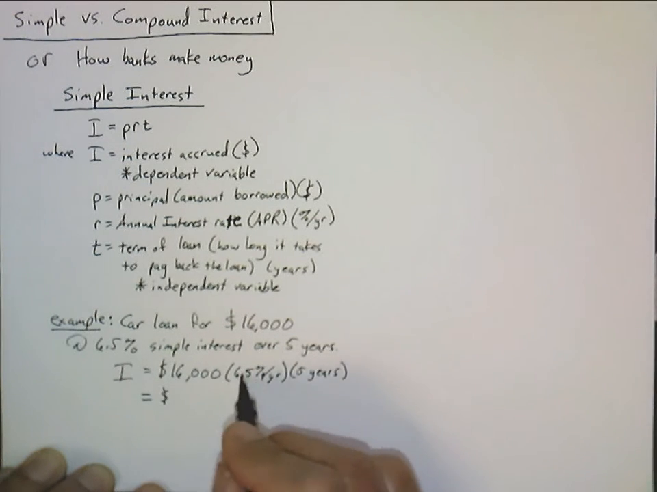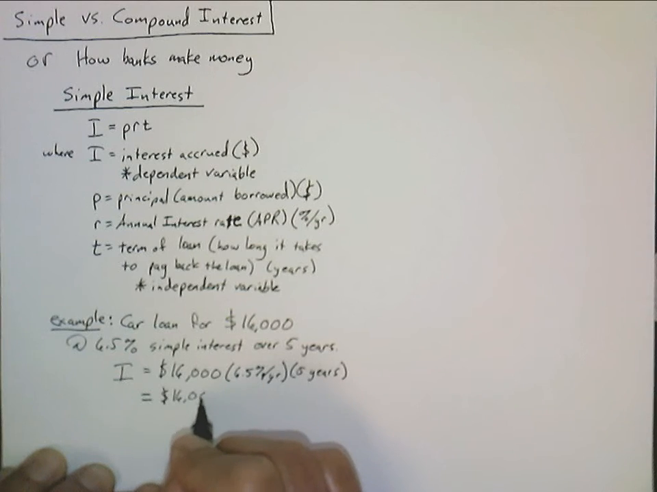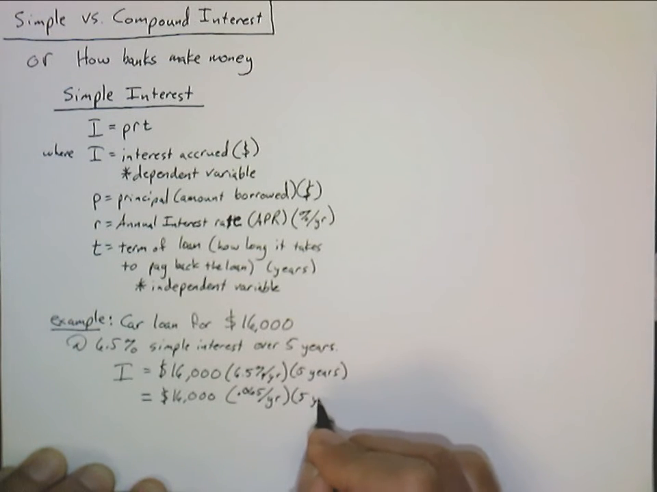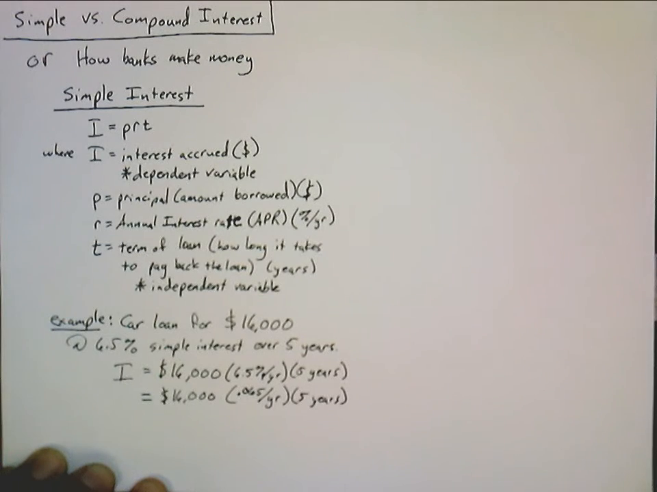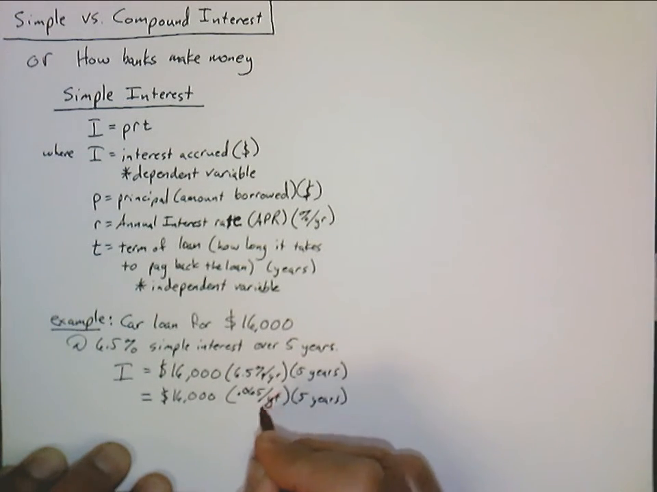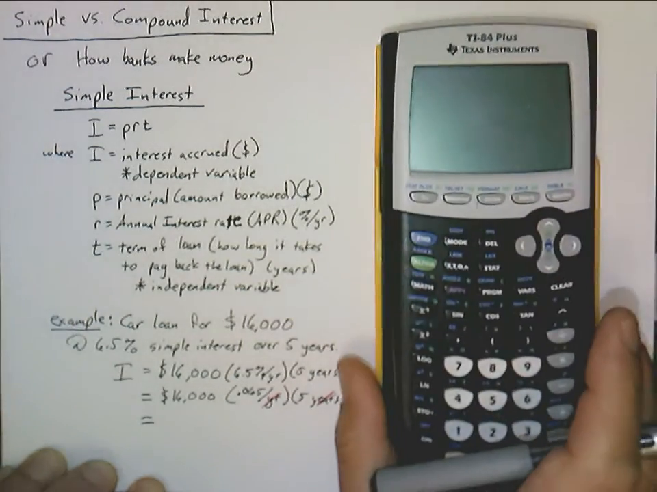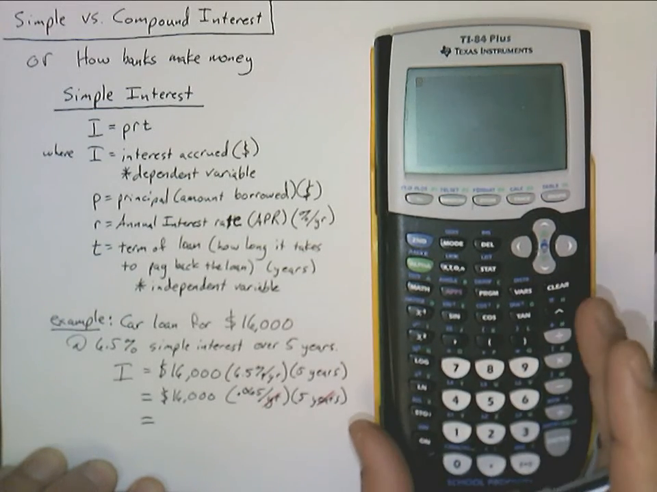Or we could rewrite this 6.5% per year as 16,000 times, now percent means divided by 100, so 6.5% is the same thing as 0.065 per year. Now the numerator is unitless, but that's okay. Times 5 years. Because what's going to happen here, the years in the denominator will cancel with this unit years up here in the numerator. And so the units that are left are just dollars, which is great because that's what we wanted the interest to be in.